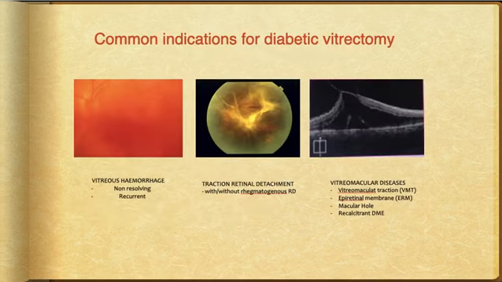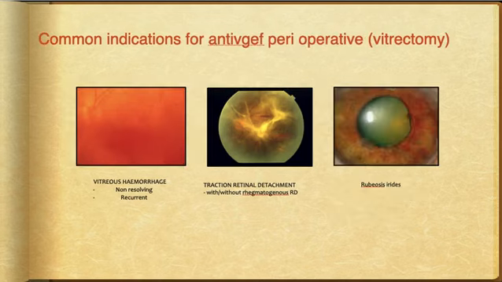Now, these are the common indications for diabetic vitrectomy, which is either due to non-resolving bleeding in the vitreous cavity or recurrent vitreous hemorrhage, due to retinal detachment, either pure traction or combined cases. We also subject patients to surgery if they have abnormal vitreoretinal adhesion, which is the vitreomacular traction or the epiretinal membrane. However, not all cases require anti-VEGF before surgery.